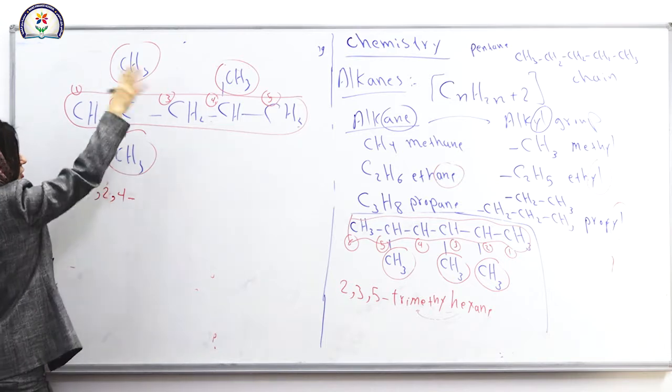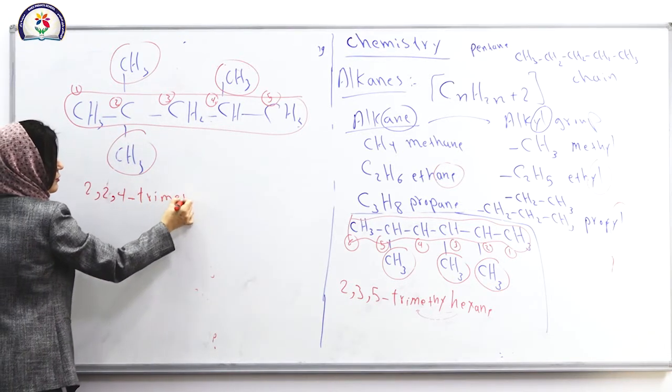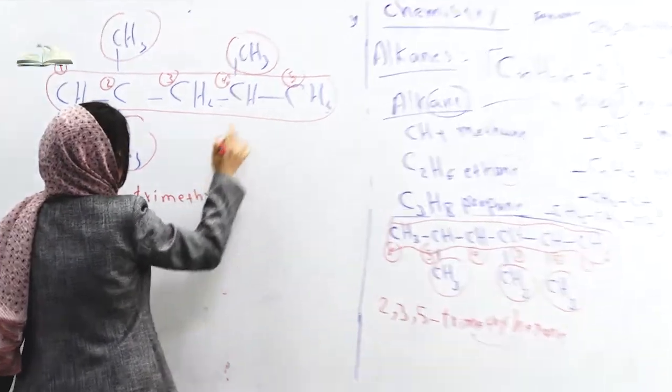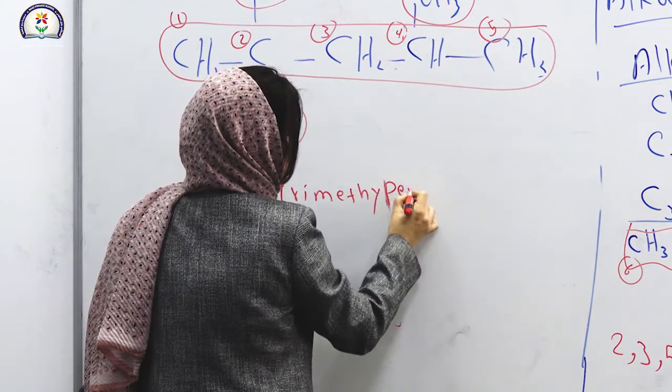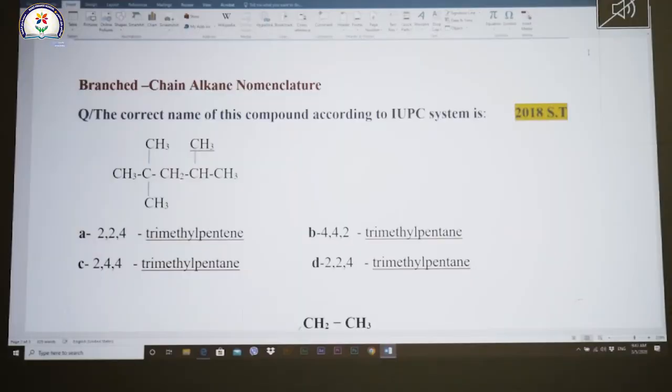Because we have 3 branches, you have to say tri. Trimethyl. The chain has 5 carbon atoms, so you have to say pentane. Which one is the correct term? D is the correct term: 2, 2, 4 trimethyl pentane.